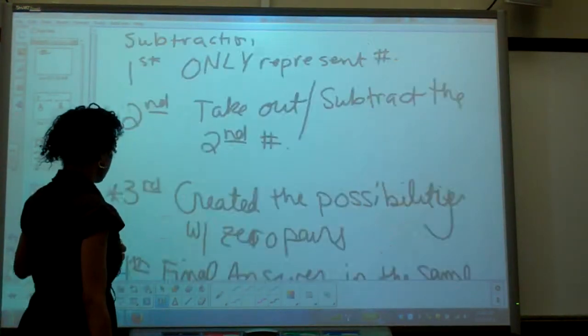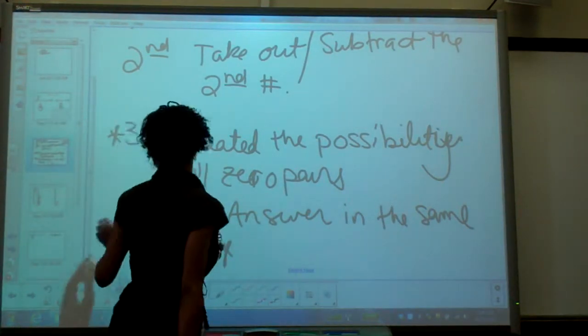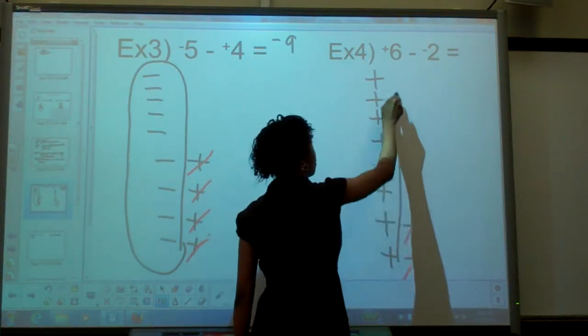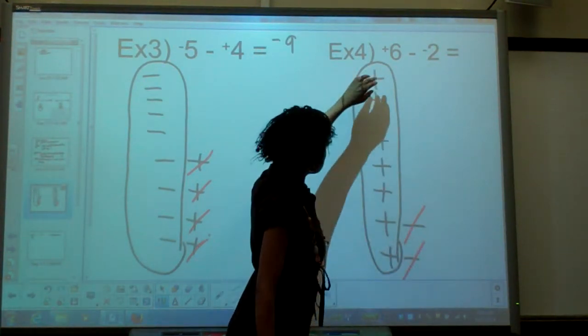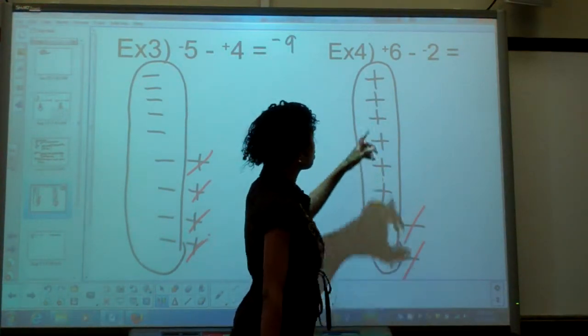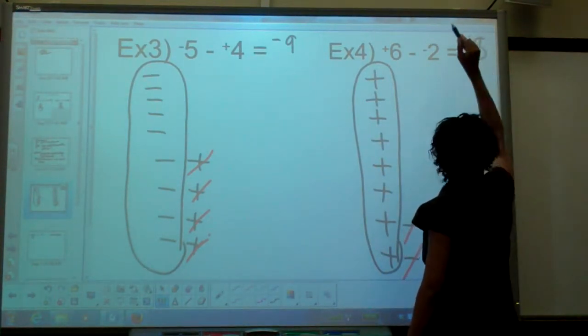Fourth and final step, your final answer should be in the same charge. Is my final answer now in the same charge? The answer is yes. Here they all are. They're all positives. This is a positive 1, 2, 3, 4, 5, 6, 7, 8. So positive 6 minus a negative 2 is equal to a positive 8.